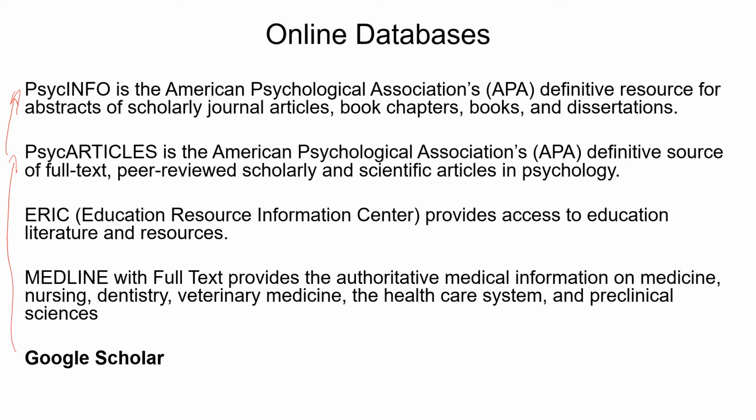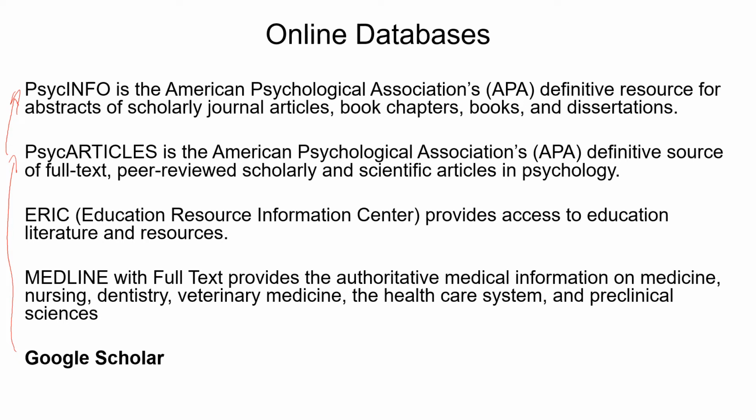Google Scholar's got so many good tools. You can limit it by dates. You can search for authors. You can search for various different things. It's just so handy, and it's basically a compilation of all these other ones. Google has basically perfected the ability to search for specific things.